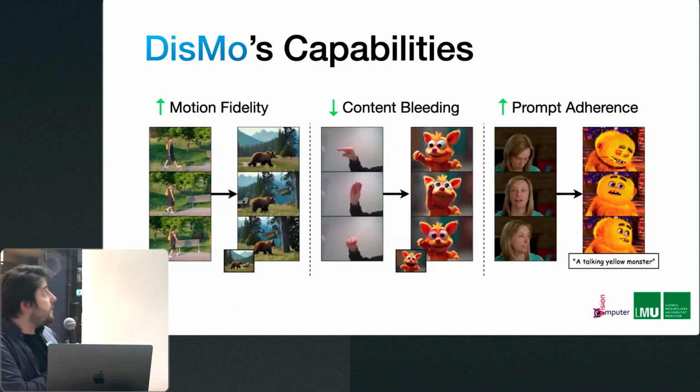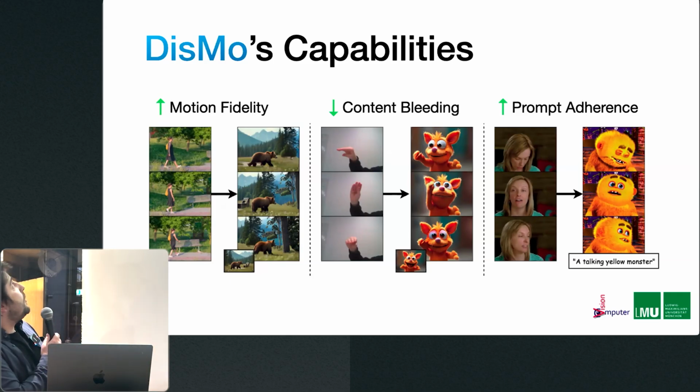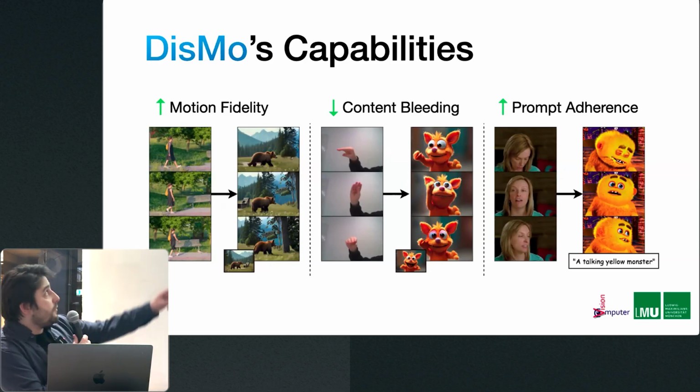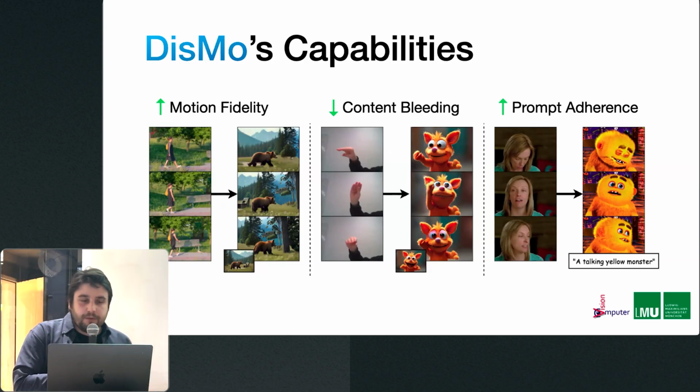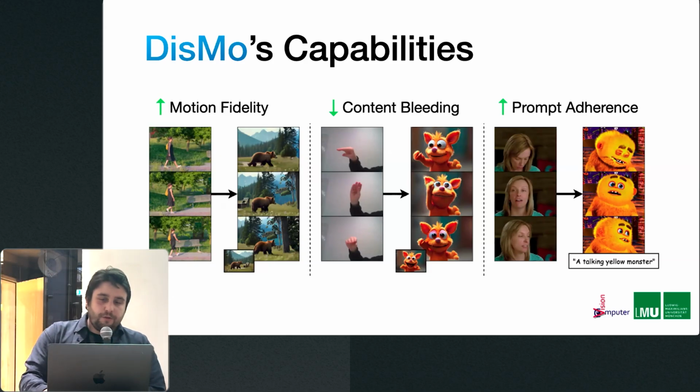Here you can also see a bit the capabilities in a nutshell. We achieve high motion fidelity usually also for tasks where the object category is completely different, and without losing any adherence to the source prompt, as you can see on the right. And in the middle there is even a more extreme case. There's only a hand and the target is a monster, and there is no content bleeding at all.